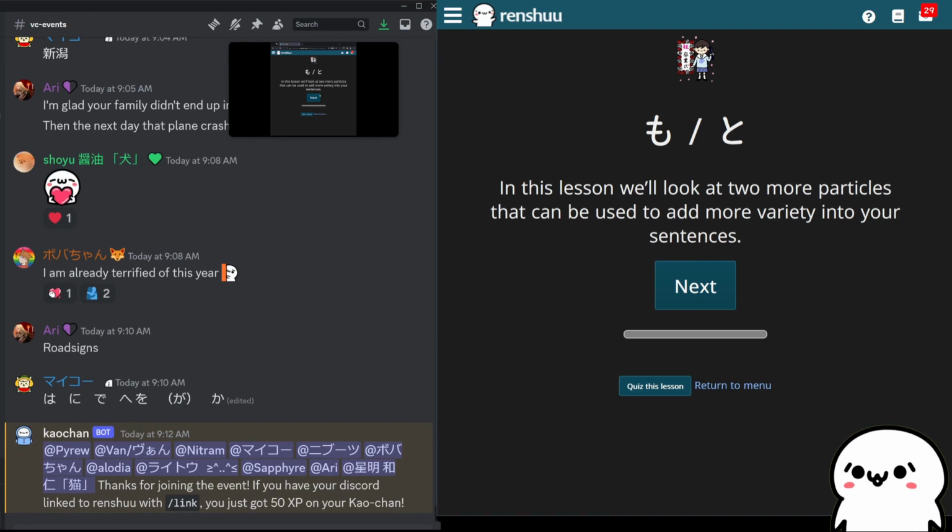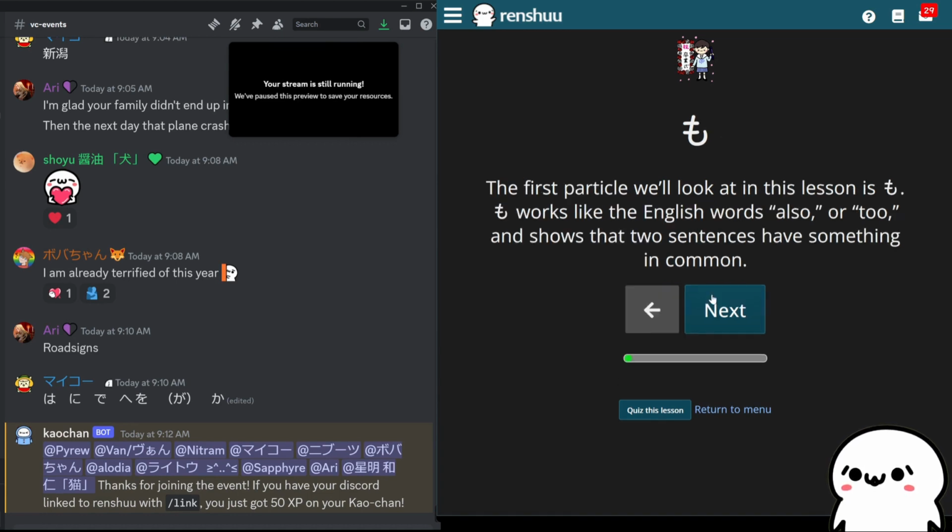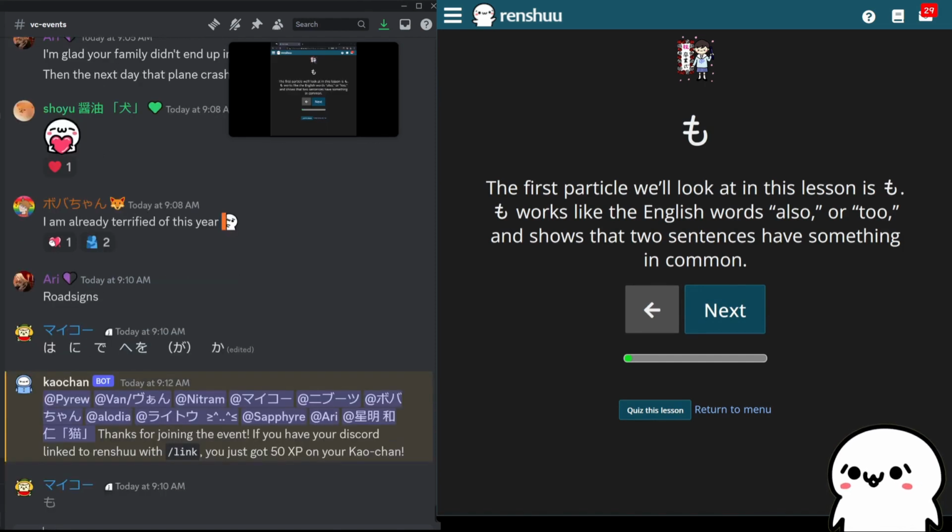Otherwise, I'll be using the lesson inside of Renshu as a guideline for what we're talking about. And you can check that out on the screen sharing that's inside of Discord. Okay. So we are jumping into the lesson with mo initially.